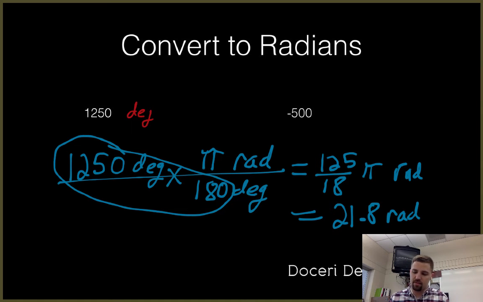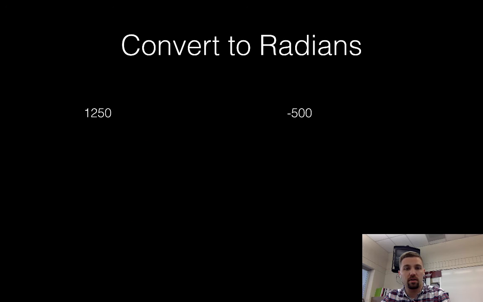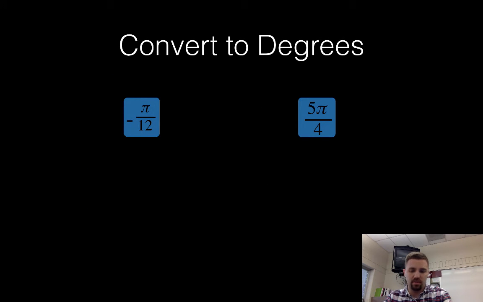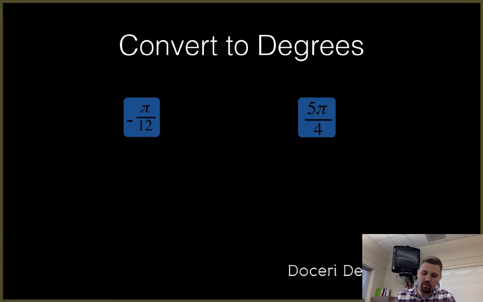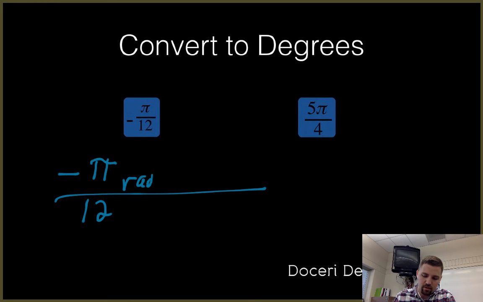Let's skip that example there and let's go on to one where we're converting radians to degrees. So let's take negative pi over 12 and convert it to degrees. The way that we write this out is negative pi over 12. We'll put radians here.